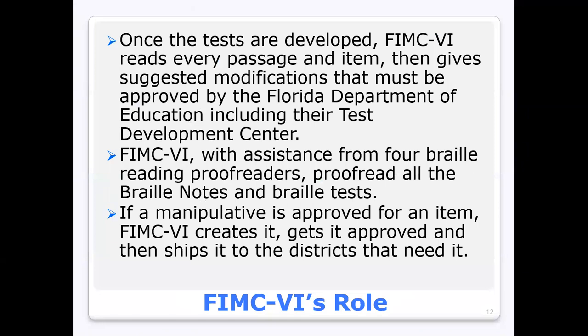So once the tests are developed, we at FIMC read every passage and item, then we give suggested modifications that must be approved by the Florida Department of Education, including their Test Development Center. And an item is just a word for one test question. It's the word they use for test question.